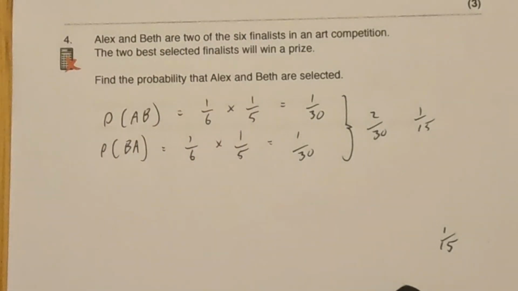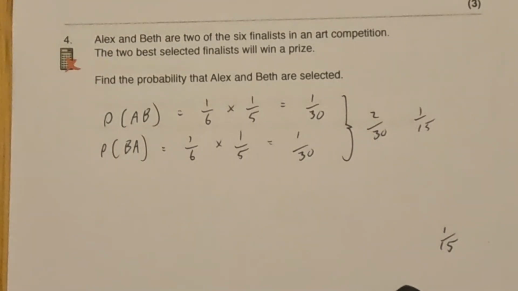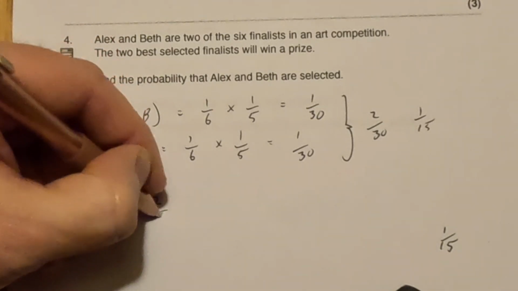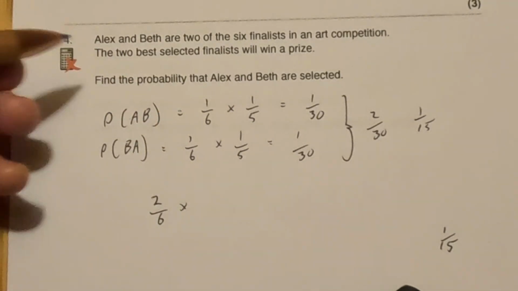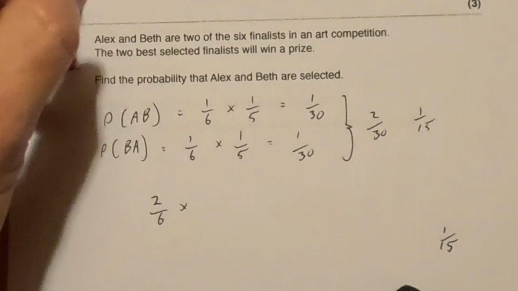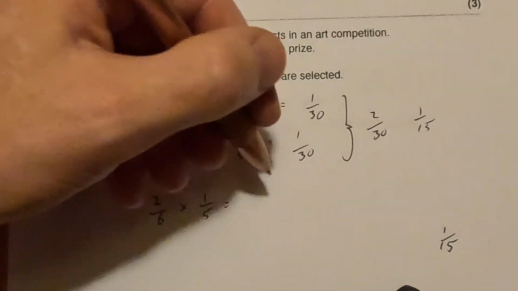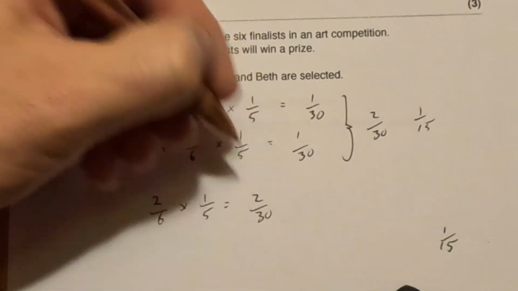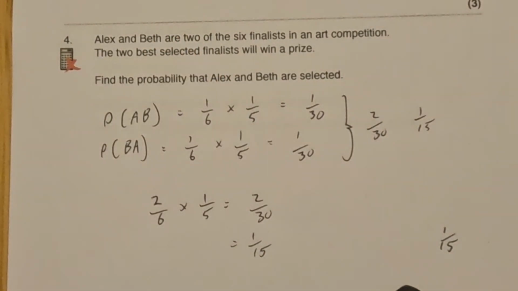So that's one approach. Another approach would be to say, well, if we've got these two people that we're interested in, the probability that one of them is selected as the first person to win a prize would be 2 over 6. And then if that person's been selected, the probability of the other one that we're interested in would be 1 out of 5, because one of them has been selected first. And then if we times them together, we get 2 over 30. And if we cancel that, then that'll be 1/15. And that's it. Okay, let's look at our next question, question number 5.